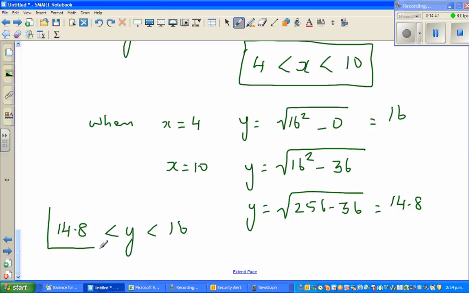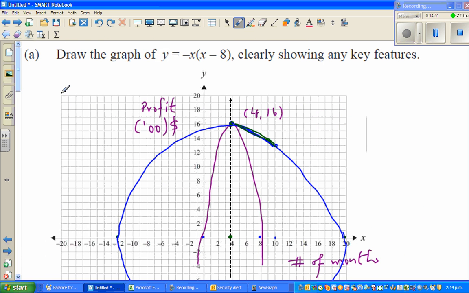So does it make sense? Let us look at your graph. So when X is 10, on your graph it's 14 point something. So your Y is between 14.8 and 16.